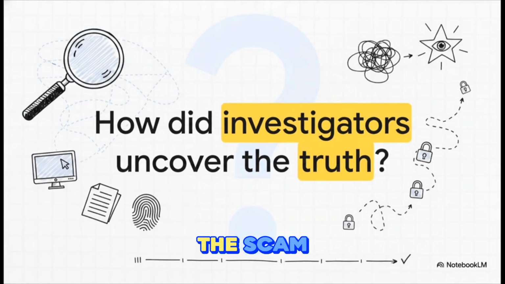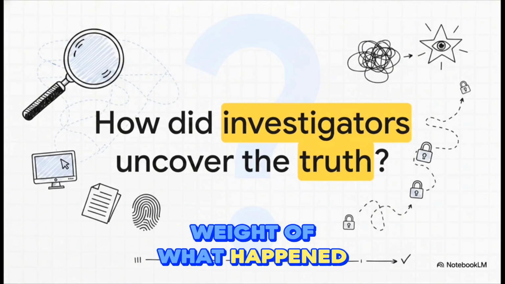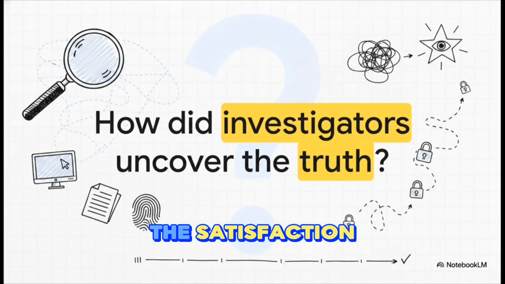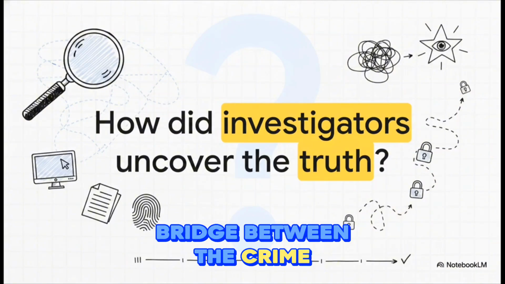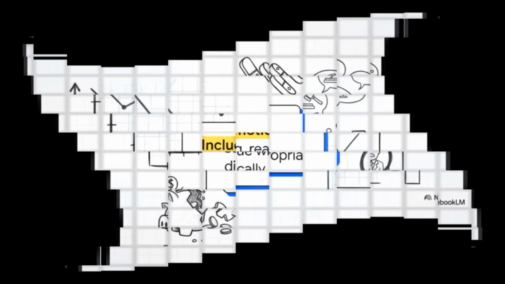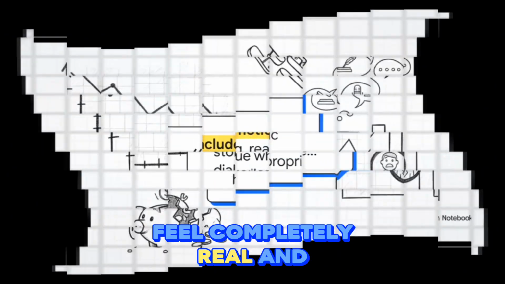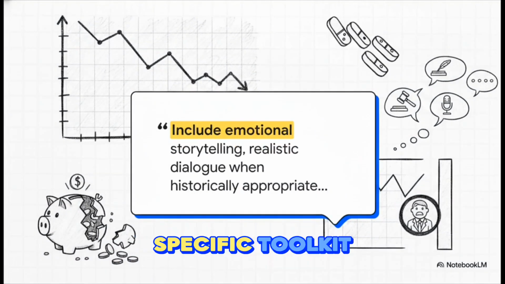The audience has seen the scam, they've felt the emotional weight of what happened to the victims, and now they need the satisfaction of the unraveling. The blueprint structures this so the investigation phase serves as this thrilling bridge between the crime and the inevitable downfall. To make this downfall feel completely real and visceral, the blueprint provides a specific toolkit.